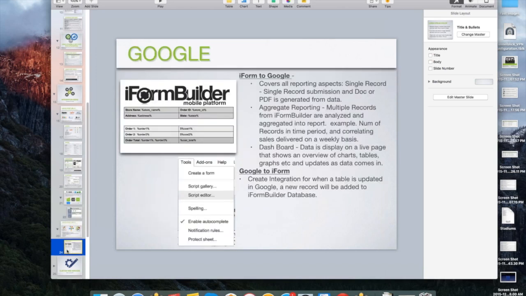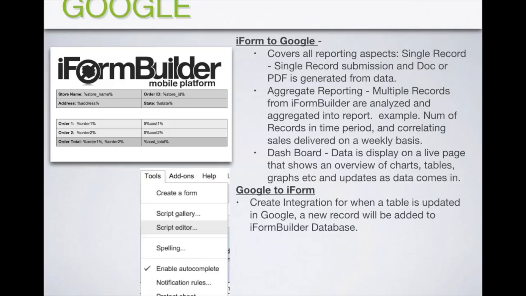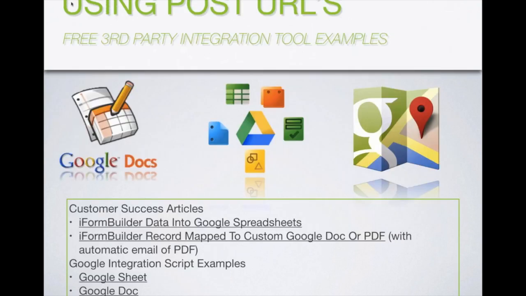So this is a little screenshot that shows it, but the idea is that you're able to add in your own logo, and then where you see store name, and then we have our percentage sign, and then store underscore name percentage. This is where you're able to call to the data column names of your form fields and match those up.